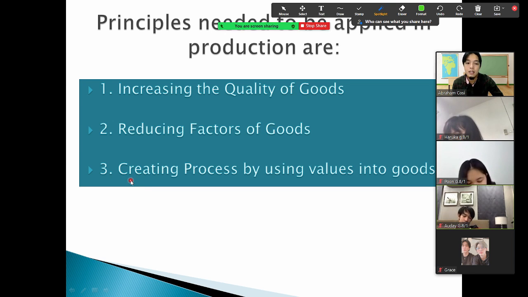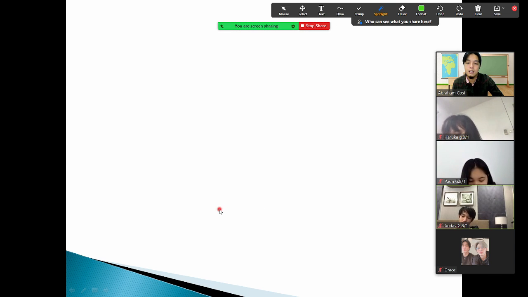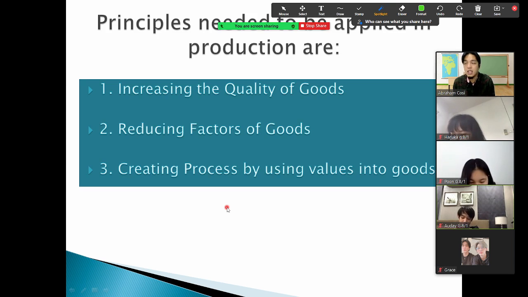Next one, creating process using values into goods. So this means do things that are unique to your product. Make your product unique. Put a value into it.